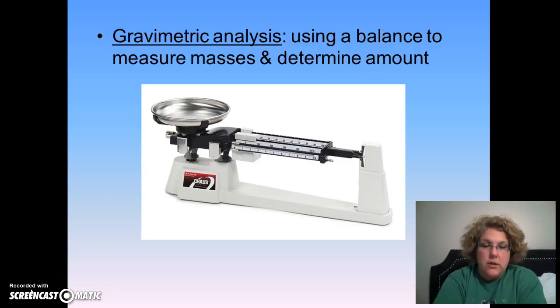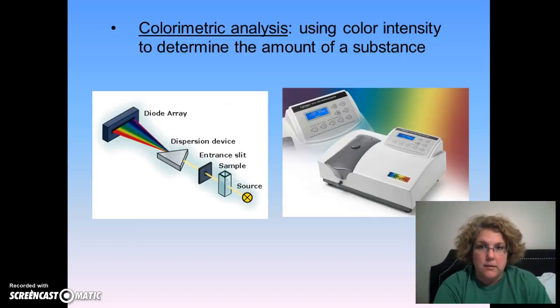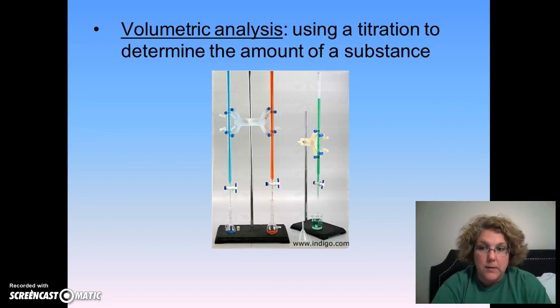So the first two labs we did, with the alum and figuring out the metal carbonate unknown, involve what's called gravimetric analysis, just using a balance to measure the mass of objects, and that's it. But in the molarity lab, we did what's called colorimetric analysis, using color intensity to determine the amount of substance. And then next up, we're going to do what's called volumetric analysis, using a titration to determine the amount of a substance.